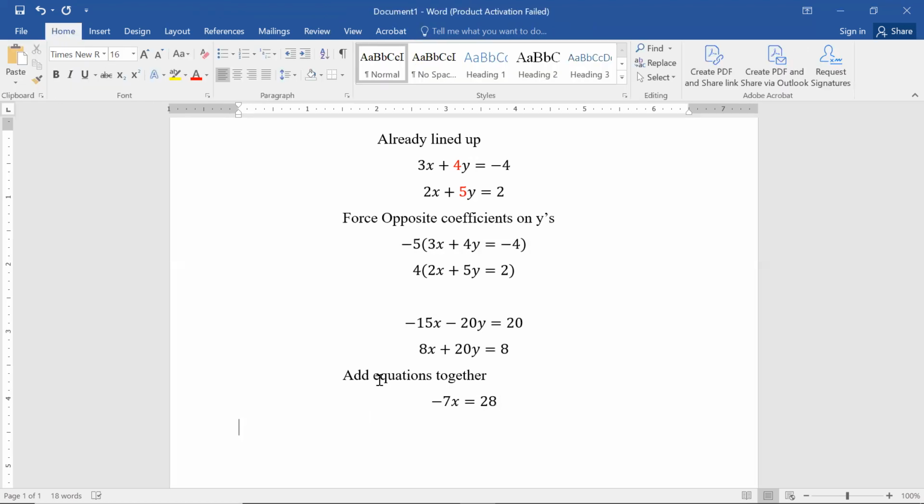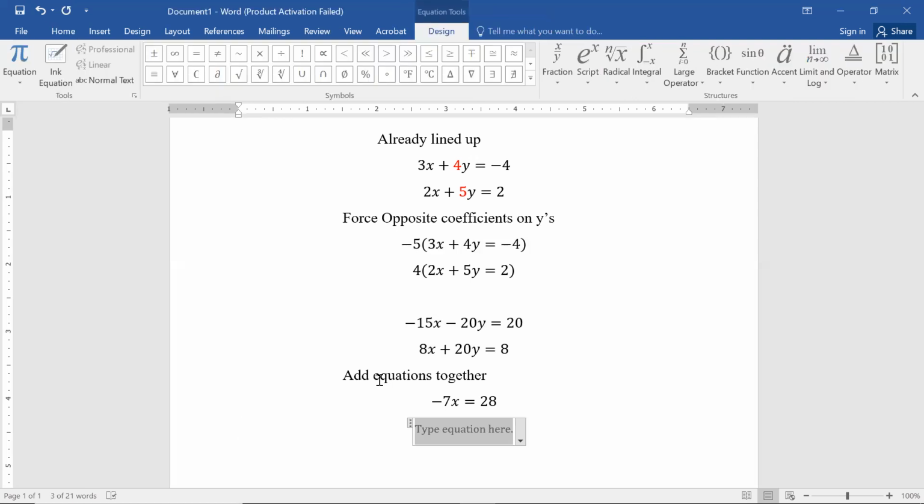Divide both sides by negative 7. I don't think I'm going to show that step. I think you can figure that out on your own. We've done, or hopefully you've done that enough to understand what's going on. 28 divided by negative 7 is a negative 4, so x is equal to negative 4.